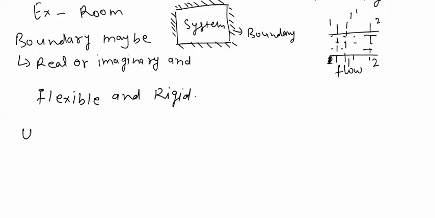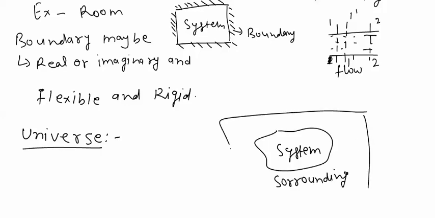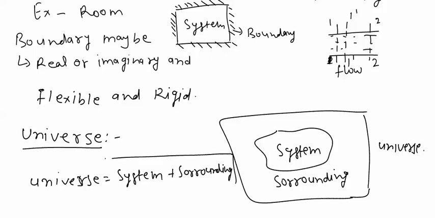So the next topic is the universe. The combination of the system and surrounding is known as universe. The combination of the system plus surrounding is your universe.